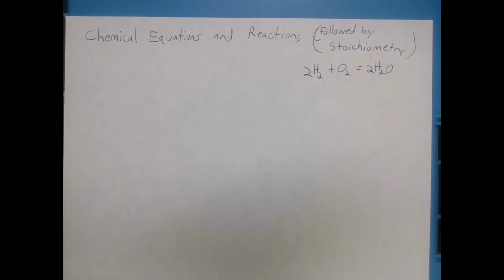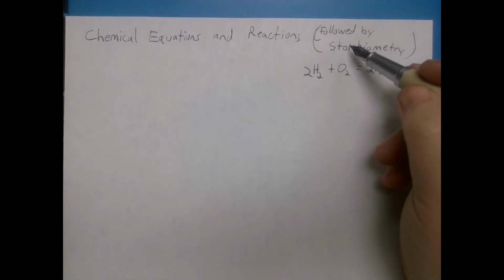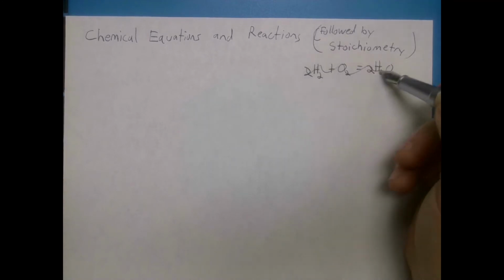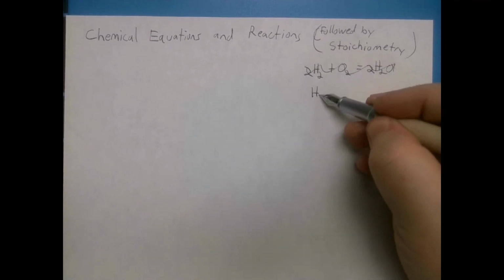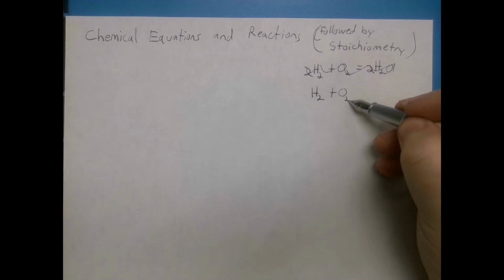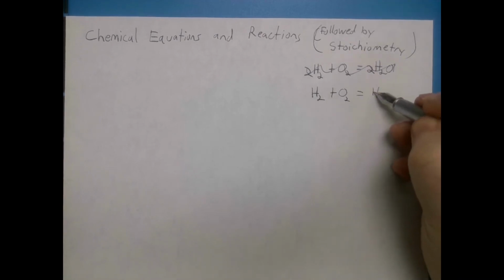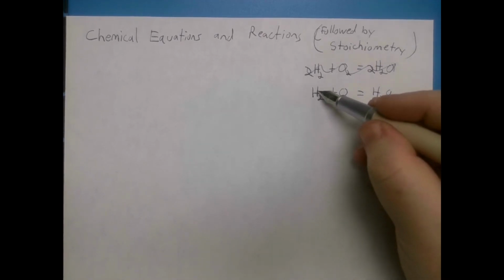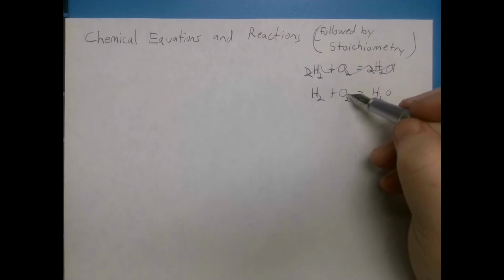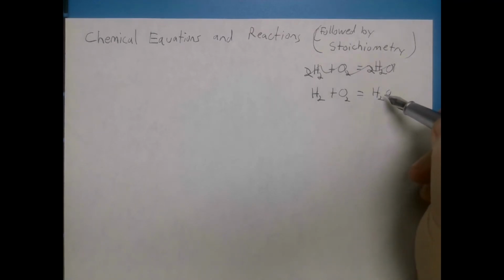So, chemical equations and reactions, followed by stoichiometry. Basically, to briefly recap, in case anyone missed it in the other period, hydrogen gas exists as H2, oxygen gas exists as O2, and whenever they react, they make H2O.